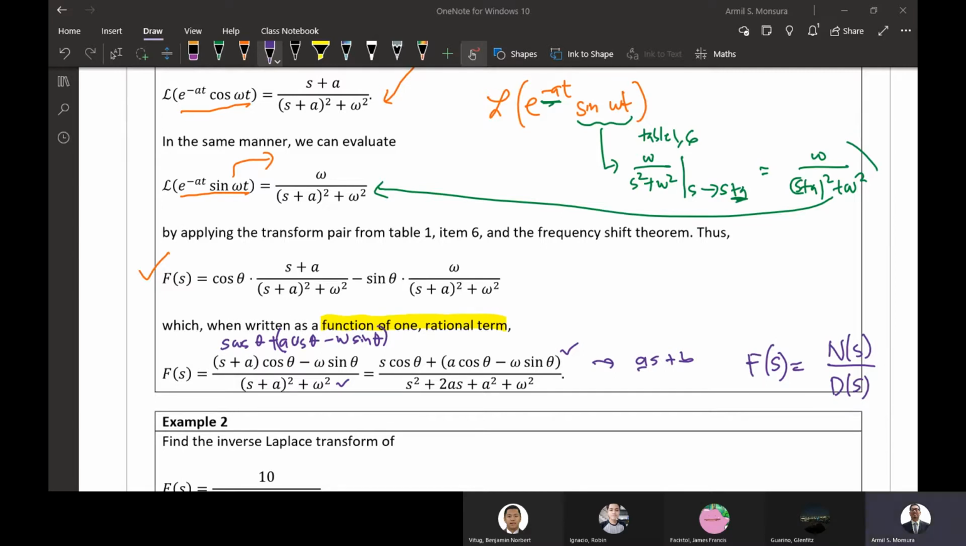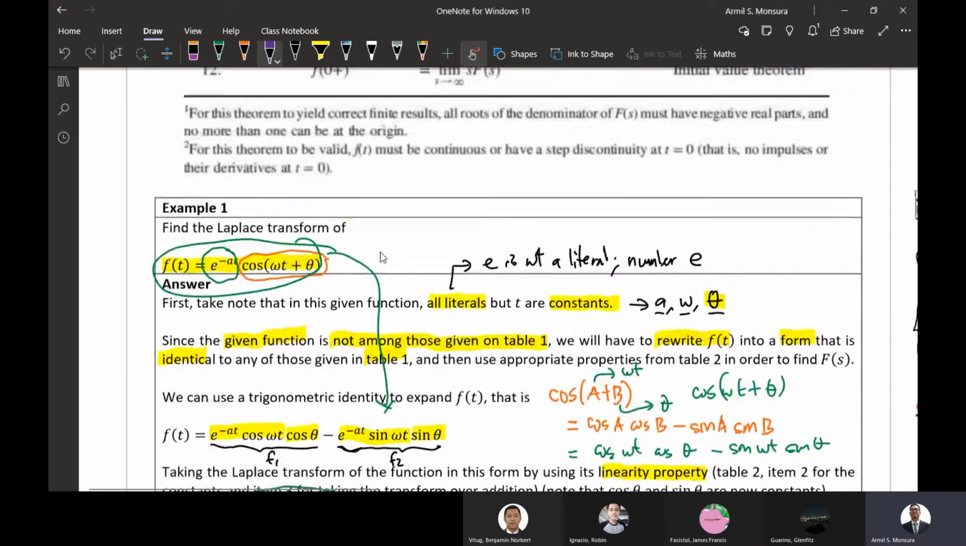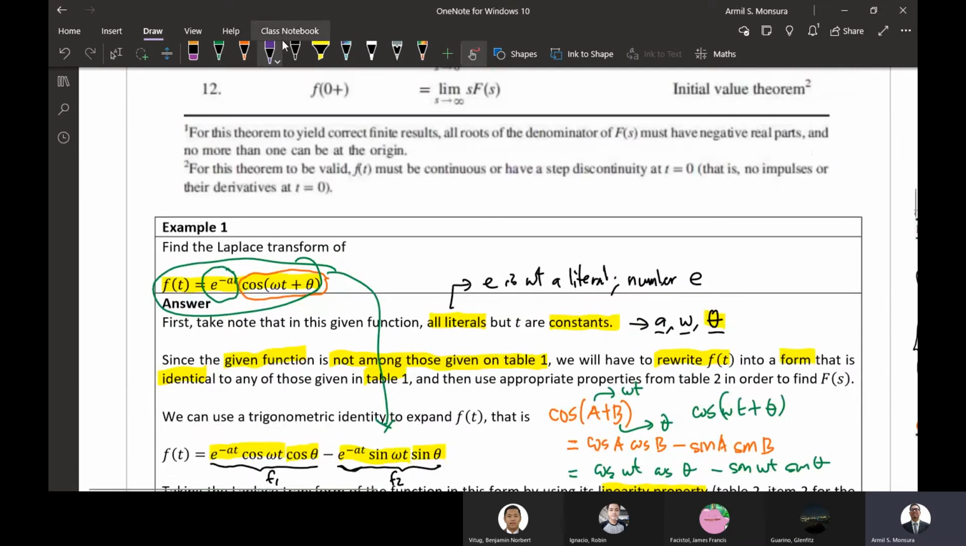Okay. Now, let's proceed with example 2. Okay. Which asks us to find the inverse Laplace transform of this function. Okay. So, pag naman inverse Laplace transform yung problem natin. Dito kasi dito sa problem 1, find the Laplace transform of meron tayong f of t na given. Gagawin natin siyang F of s. Okay? Take note, hindi equal sign yung ginagamit ko, arrow. Because this is a transform.